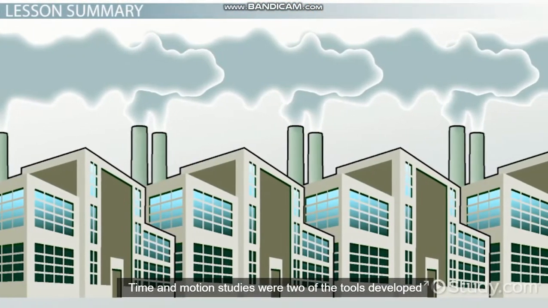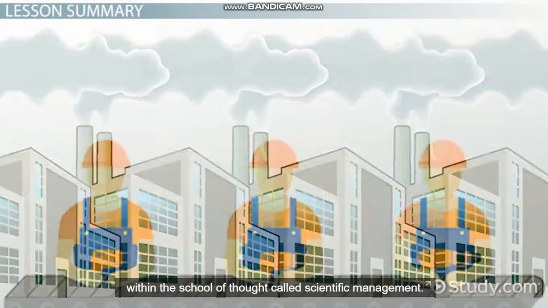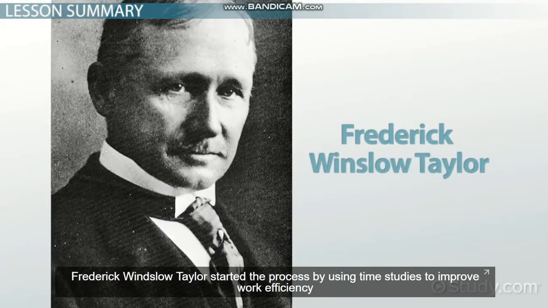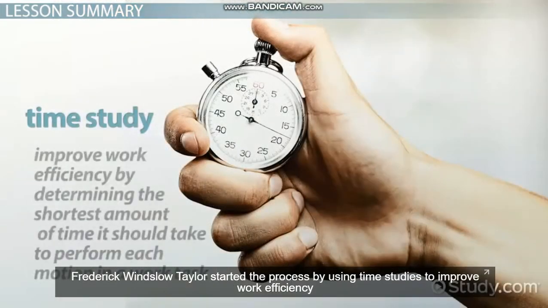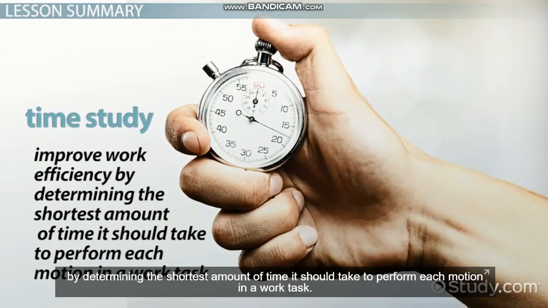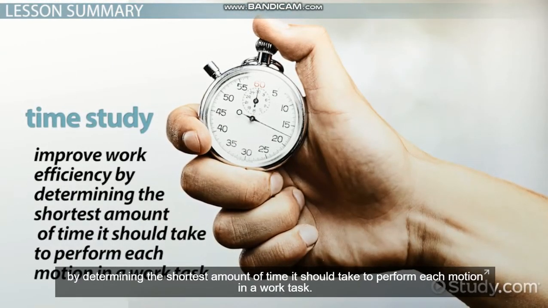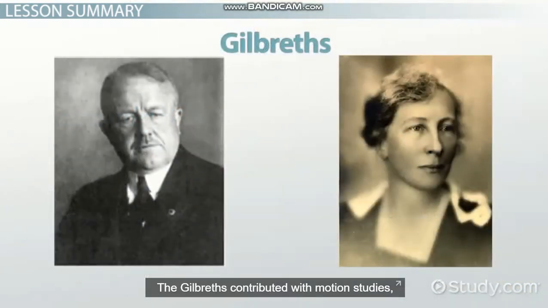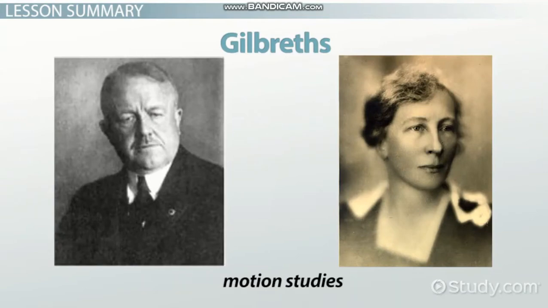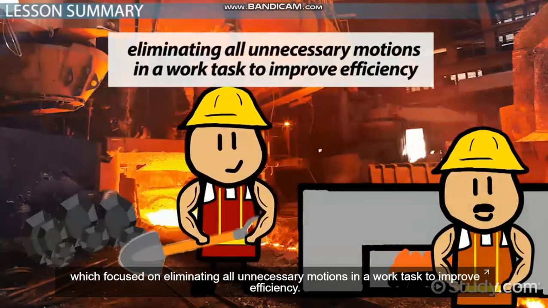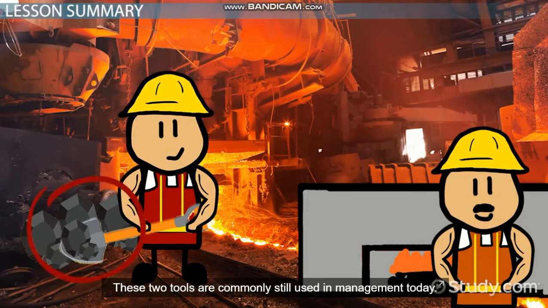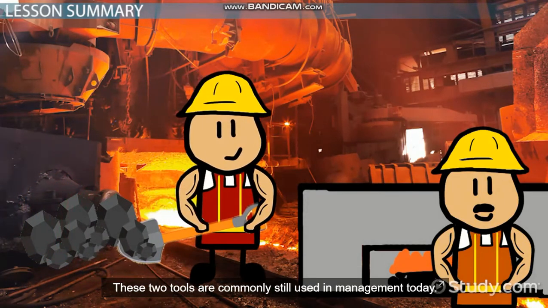Time and motion studies were two of the tools developed within the school of thought called scientific management. Frederick Winslow Taylor started the process by using time studies to improve work efficiency by determining the shortest amount of time it should take to perform each motion in a work task. The Gilbreths contributed with motion studies, which focused on eliminating all unnecessary motions in a work task to improve efficiency. These two tools are commonly still used in management today.